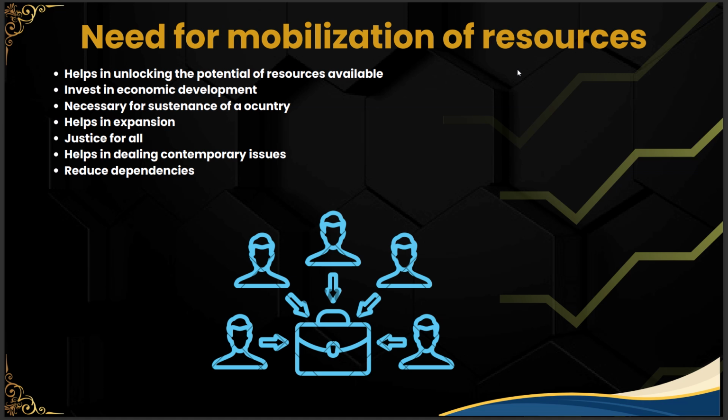Government can invest in economic development by mobilizing financial resources, which can foster industrial growth, because it can provide jobs, increase productivity, and also boost the economic growth of the nation, necessary for the sustenance of the country. Mobilization of resources is very necessary for the sustenance of a country, because you cannot use resources as you wish. You need to deal with the country's problems or issues like hunger, poverty, etc. And proper mobilization of resources helps in that aspect.